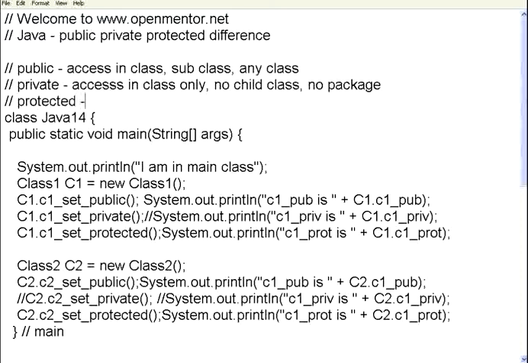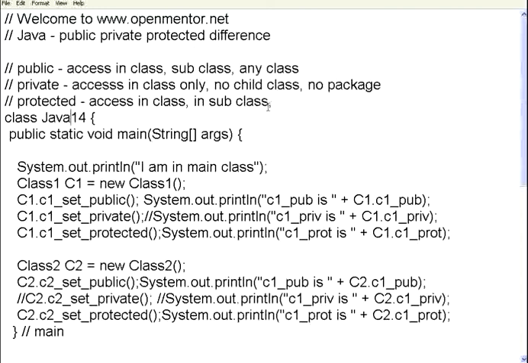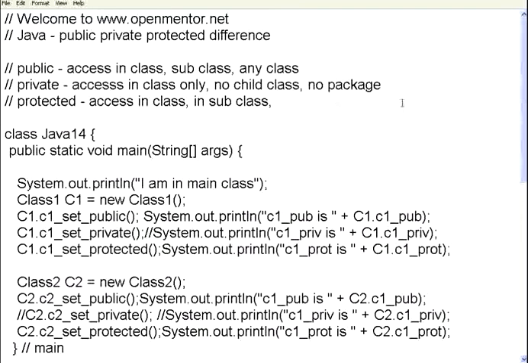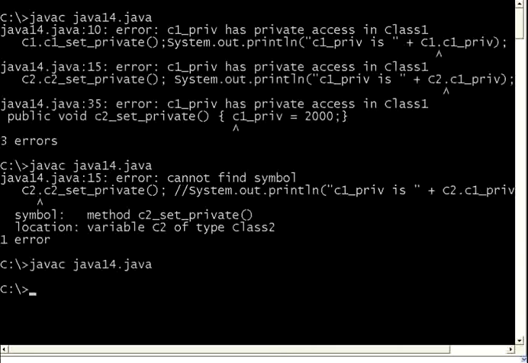Protected, it can be accessed in class, in subclass. But if you look here, Java 14 is not a child of class 1 or class 2. It is a totally different class. But since all these three things are in the same file, allowed in the default package, and it cannot be accessed outside. No outside class. So as long as it's within the package, it is allowed. If I am using it in a different package, this c1.prot cannot be accessed. Let us try to execute this.